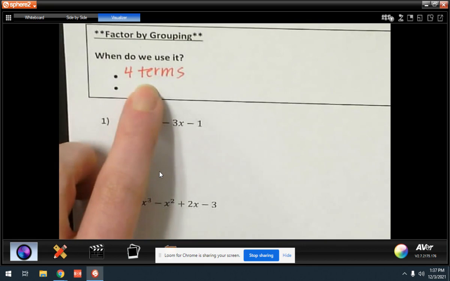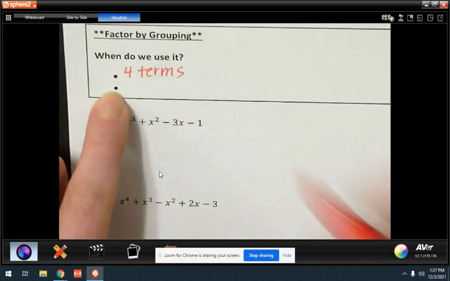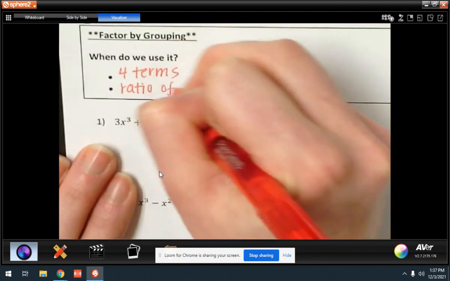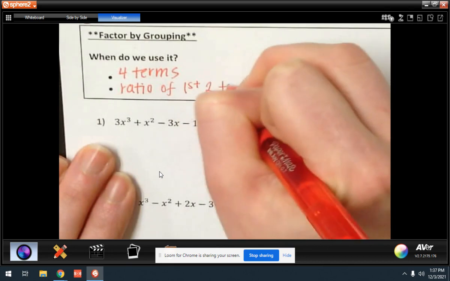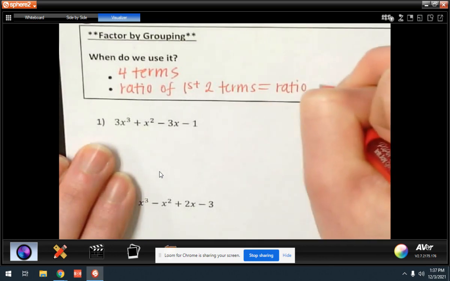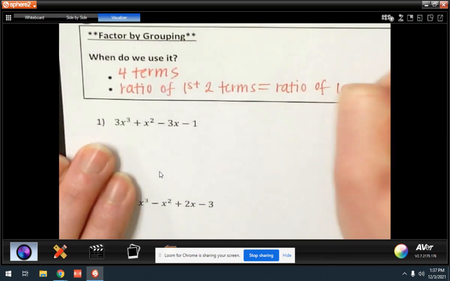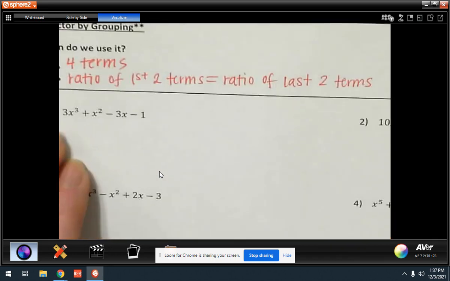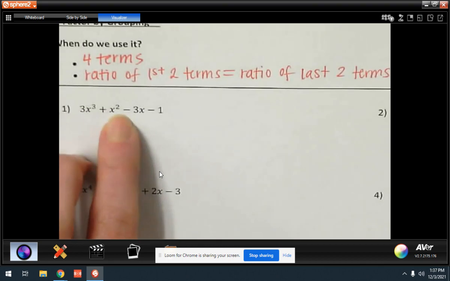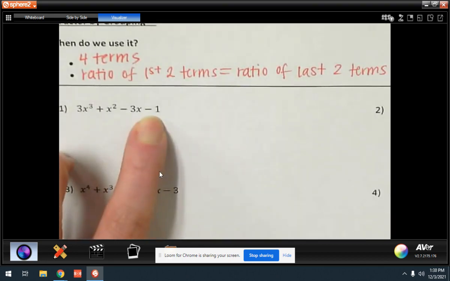Okay, so 4 terms. The other thing that you have to have is the ratio of first 2 terms has to equal the ratio of last 2 terms. And you don't actually have to check that that's true. You can just try to factor by grouping, and if it doesn't work, then look and see, oh, it's because the ratio didn't work out. Okay, and so looking at number 1, there's 4 terms, so I'm immediately thinking, okay, factor by grouping.